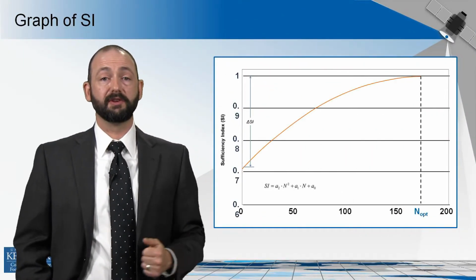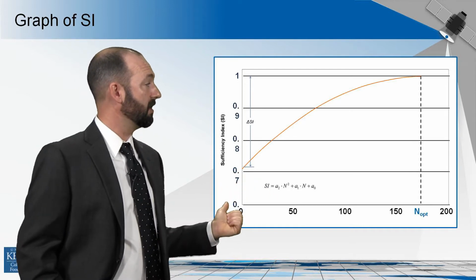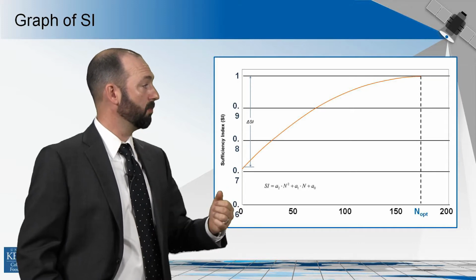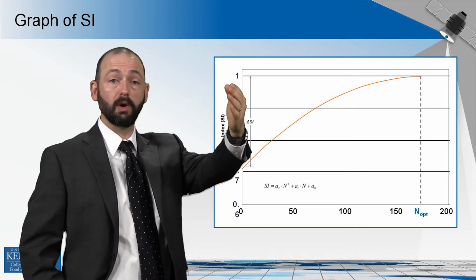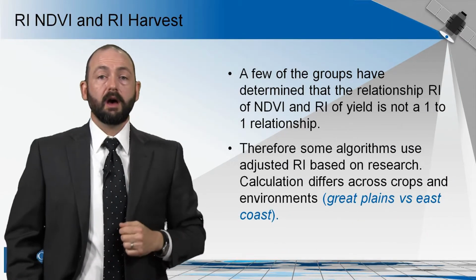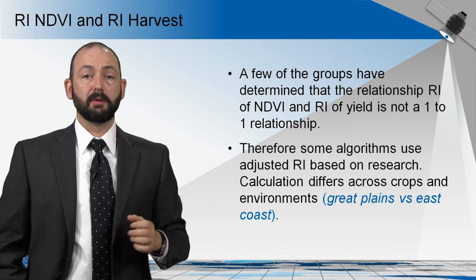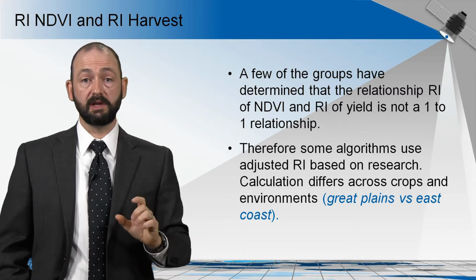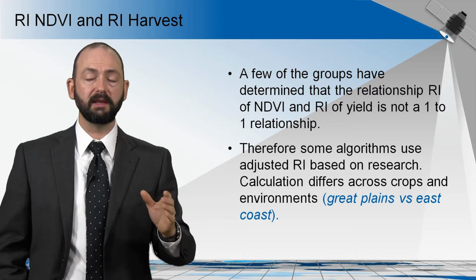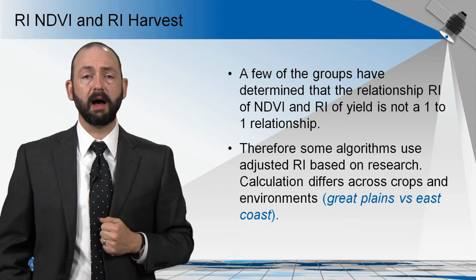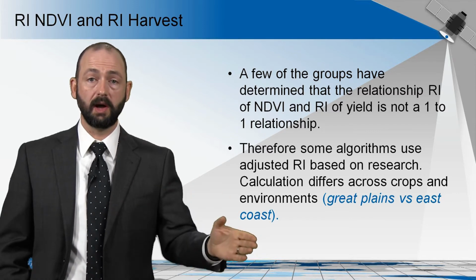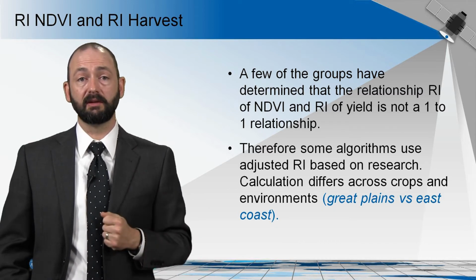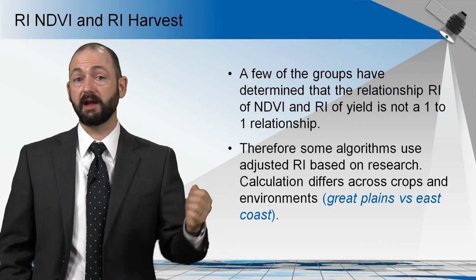Here we have a graph of the sufficiency index. What we see is that we have a lower sufficiency index at the lower nitrogen rate, which is on the horizontal axis. And as we go up with our nitrogen rate, we approach sufficiency, or 100% of optimum. A few of the groups doing research with sensors have determined that the relationship of the response index of NDVI in season and the response index of yield is not a one-to-one relationship. What that means is, if I go out and look at the response index for the high-end plot versus the zero-end plot, and it's 1.2, and then I take the yield measurements at the end of the season, maybe I got a yield 30% higher, not 20% higher.